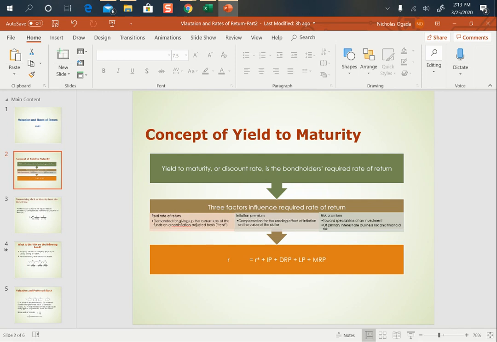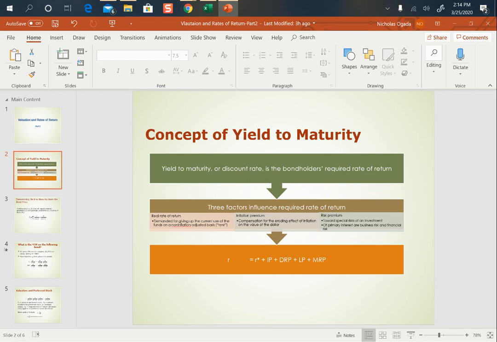But keep in mind the number that we're using here is influenced by a number of factors. I'm going to look at three factors that influence the yield rate, but there are more than three. One, of course, is the real rate of return, or what we call the risk-free rate. That is basically the rate of return on investment, again, assuming there is no inflation.